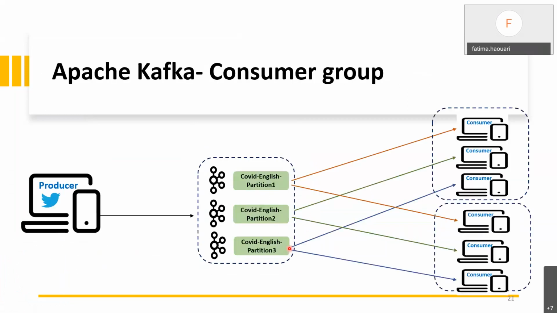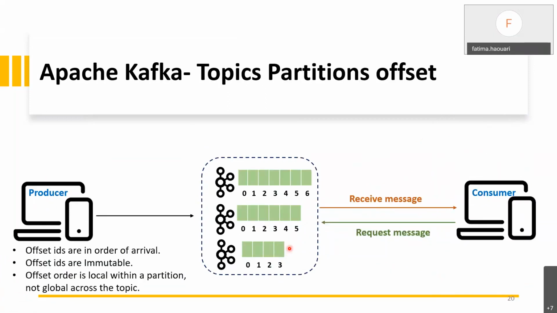We can also have a consumer group. Sorry, I have another question. What is the point of these numbers if they are not global? And will the consumer subscribe to a specific partition or to the entire topic? It will be subscribed to a topic, but each consumer will listen later to a partition. Each consumer will listen to one partition only. There is a partition assignment strategy that the framework will handle. There are different strategies to handle this, and I will explain them later. But each consumer within a group of consumers, I will come to the consumer group, will receive messages from a single partition.